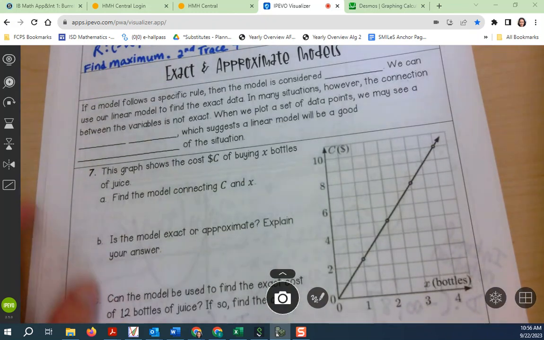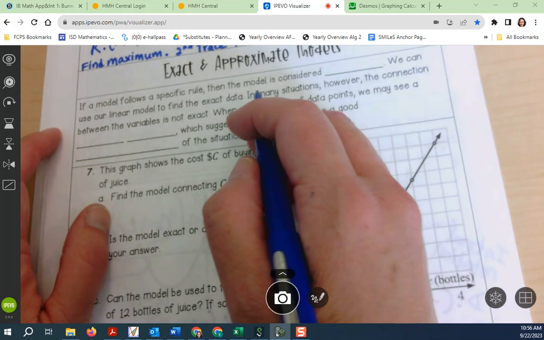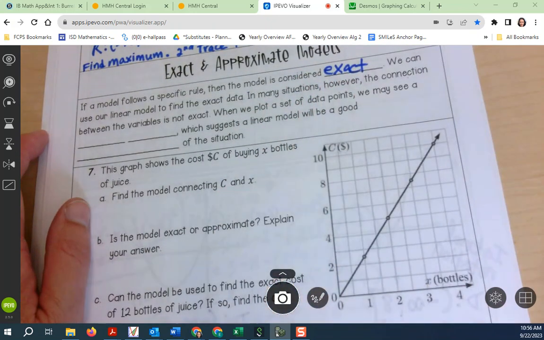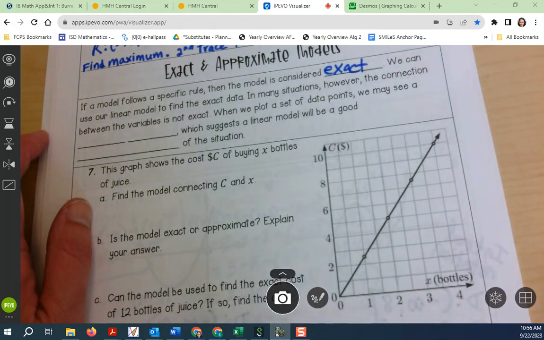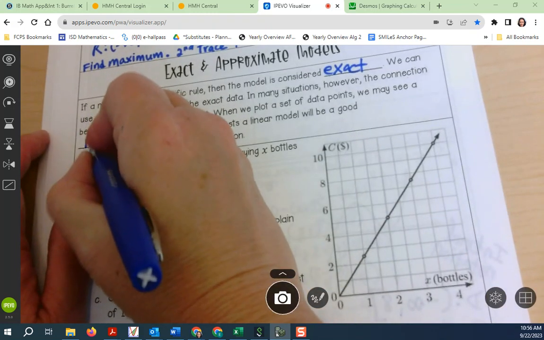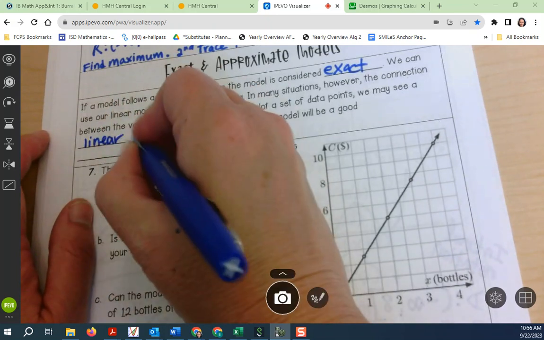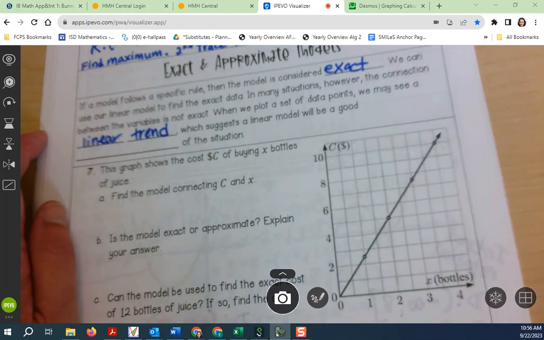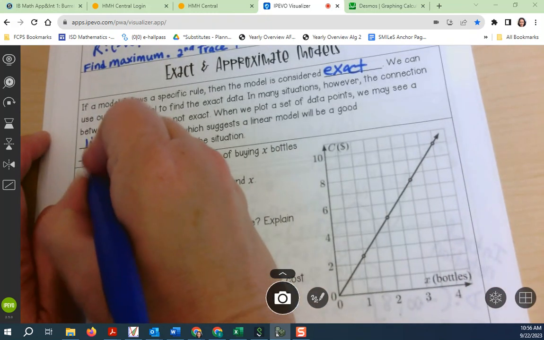If a model follows a specific rule, that model is exact. We can use our linear model to find the exact data. In many situations, the connection between the variables is not exact. If we plot a set of data points, we may see a linear trend, which means it looks close to a line, which suggests a linear model would be a good approximation of the situation.